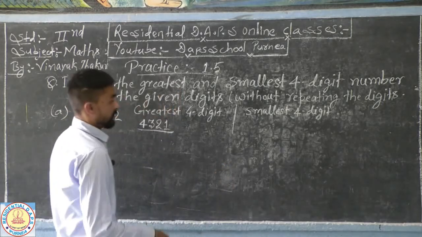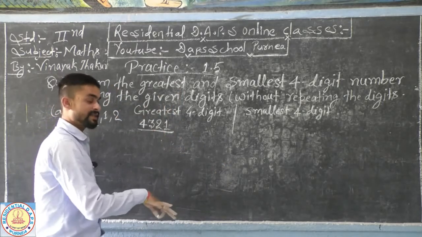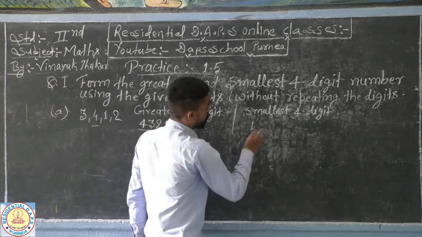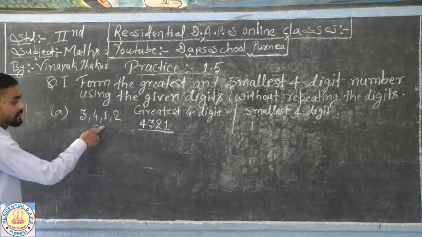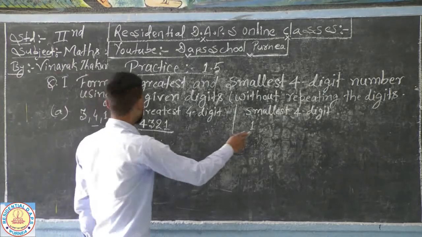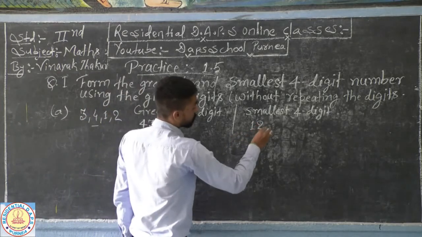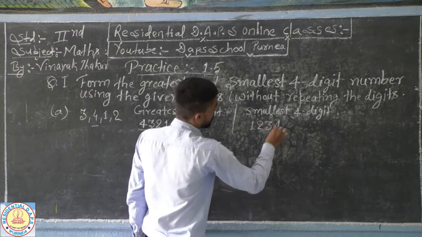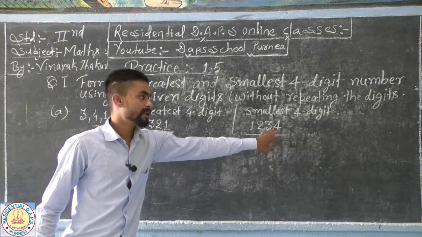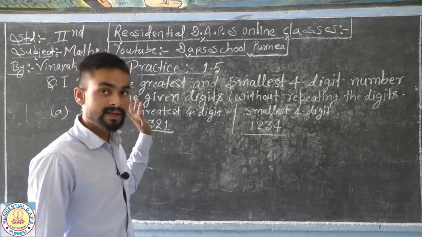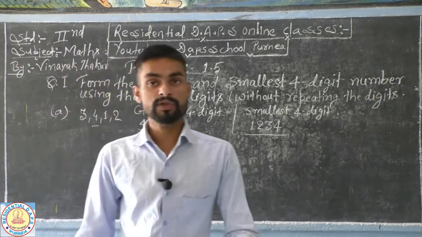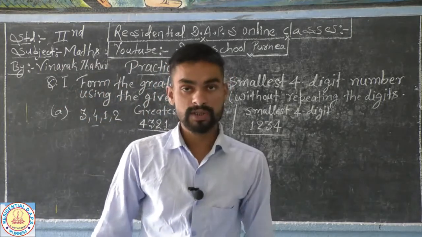And if you have to form the smallest number with the same digits, then you have to find the smallest one of the given digits. One is the smallest, so you have to put 1 first, then 2 comes up, then 3 comes up, and at last 4 comes up. So 1234 is the smallest four digit number of the given digits, and 4321 is the greatest four digit number of the given digits of your first question.